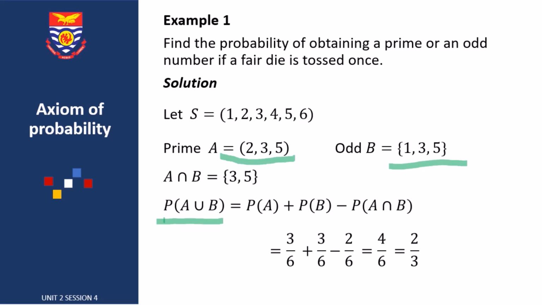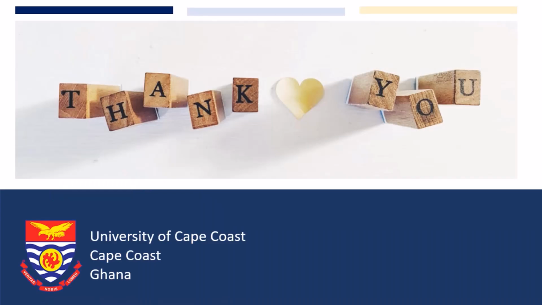And you know the values already. Probability of A is 3 out of 6. Probability of B is also 3 out of 6, as there are 3 elements. And the probability of A intersection B is only 2 elements out of 6. Doing the algebra, we have 4 out of 6, which results in 2 out of 3. Very wonderful, right? Thank you very much.